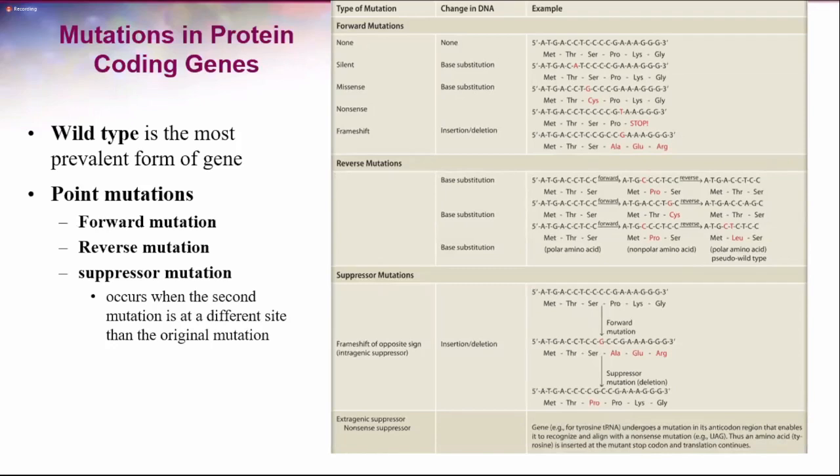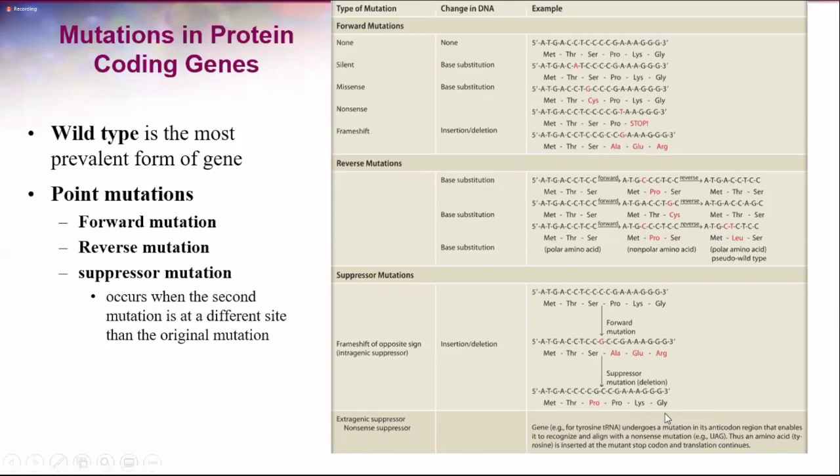Sometimes you can have suppressor mutations. Suppressor mutations are mutations that will occur in a completely different gene. Reverse mutations occur within the same gene, right, at the same site, whereas suppressor mutations are where you have a second mutation elsewhere. So say we started off with this frameshift mutation, and perhaps later on you have a second mutation that resulted in a deletion elsewhere.